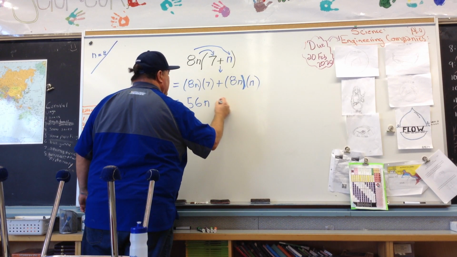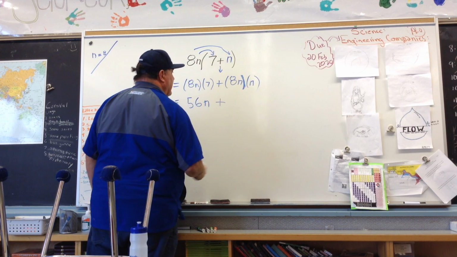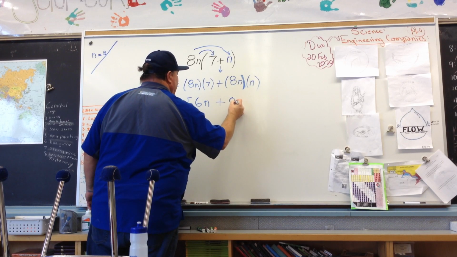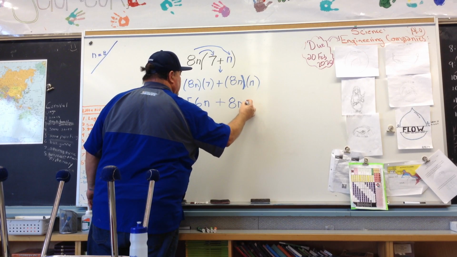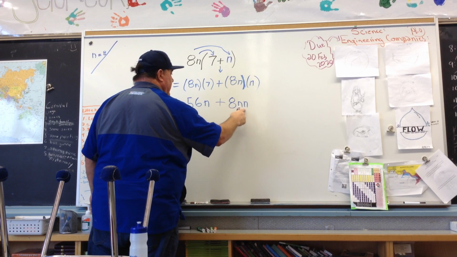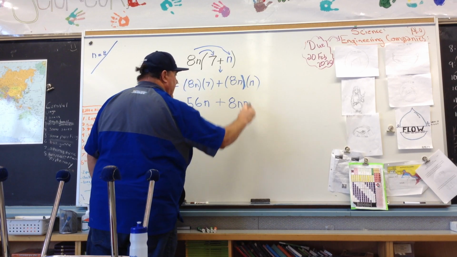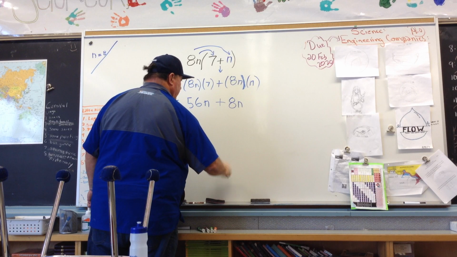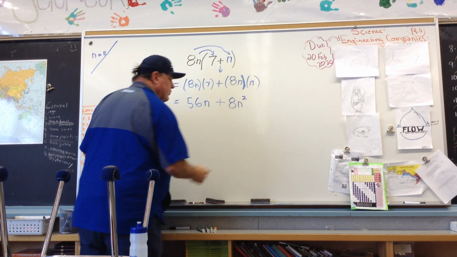56n plus 8n times n. So we could write that 8 and n, because remember when it was b we went 8nb, but you could simplify that. n times itself, of course, is n squared.